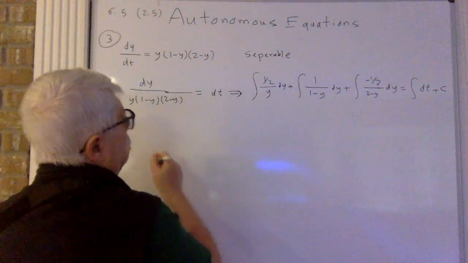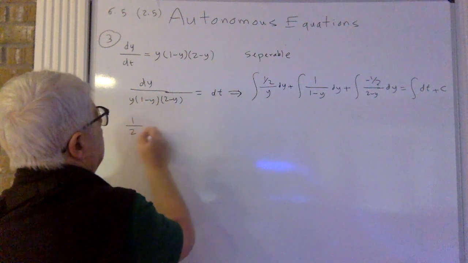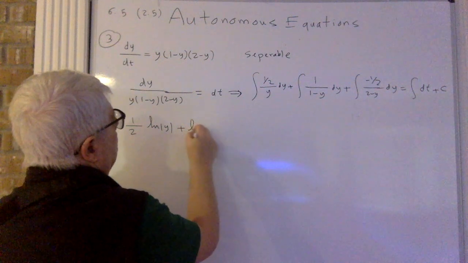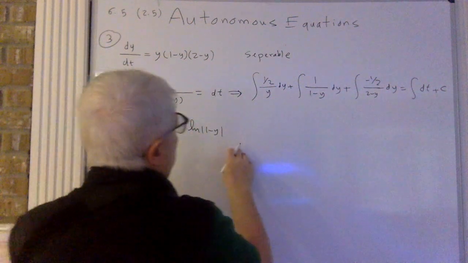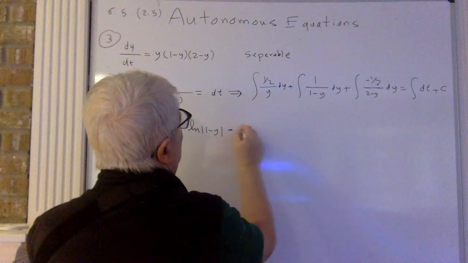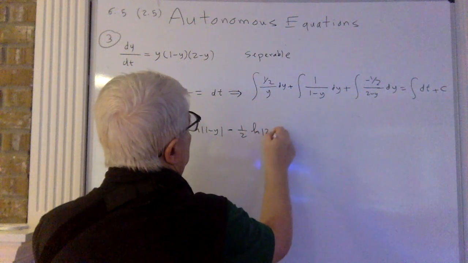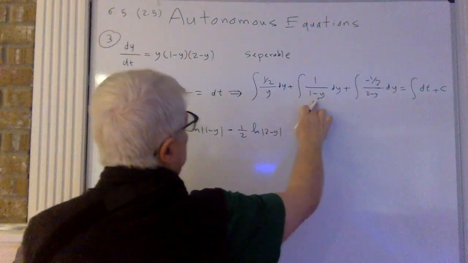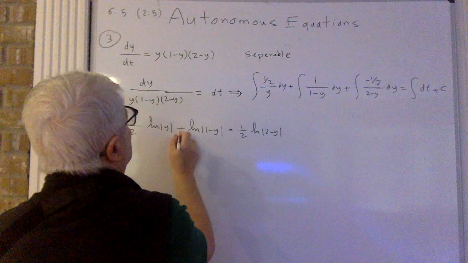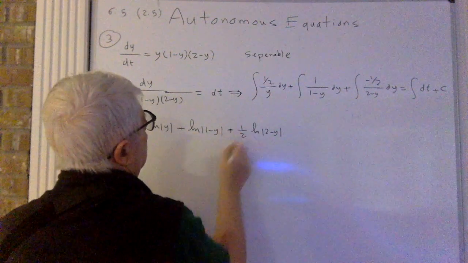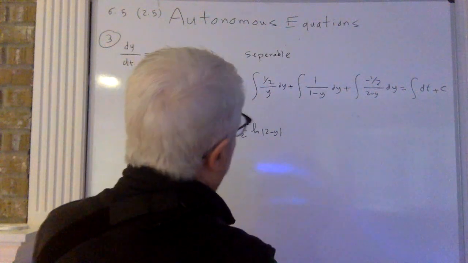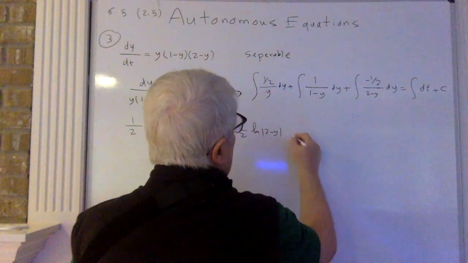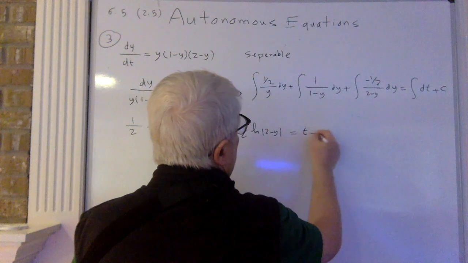So, the three integrals, I have 1/2 ln absolute y plus ln absolute 1 minus y minus 1/2 ln 2 minus y. That's minus, so that will be minus sign. But this is minus and this is plus, right? Okay, so. And on this side I have t plus c.